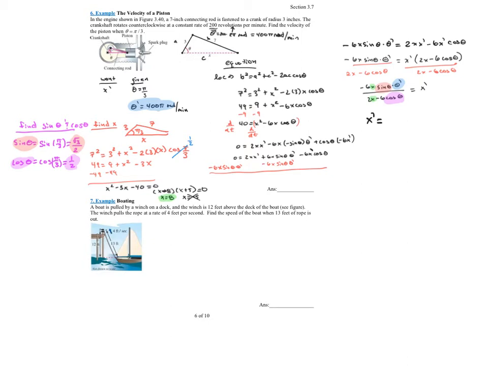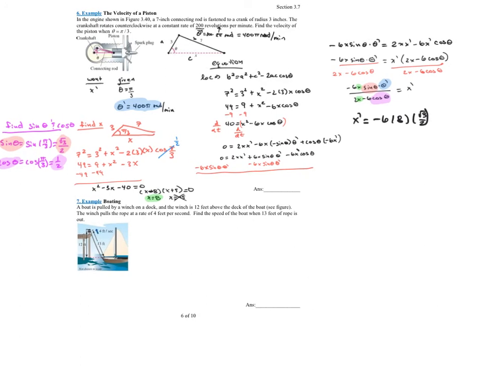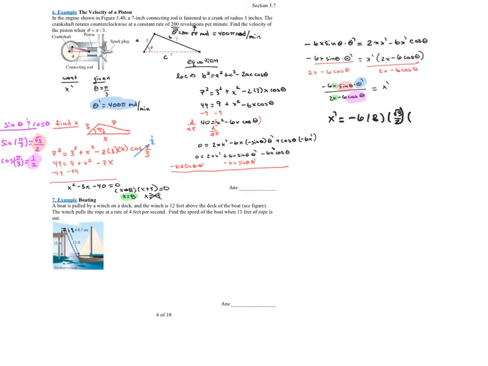is equal to, will it be negative 6 times x, x was 8, times sine theta was root 3 over 2, okay, then we have times theta prime, which we determined was 400 pi, all over 2 times x, again x was 8, minus 6 times cosine of theta, and again that was 1/2.